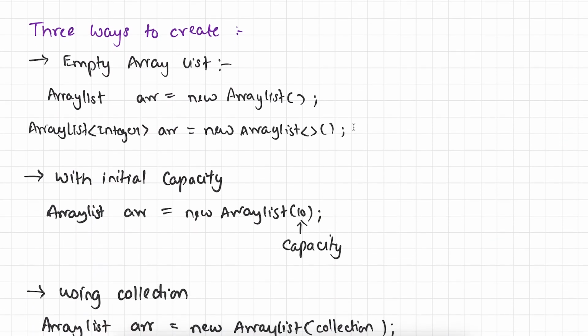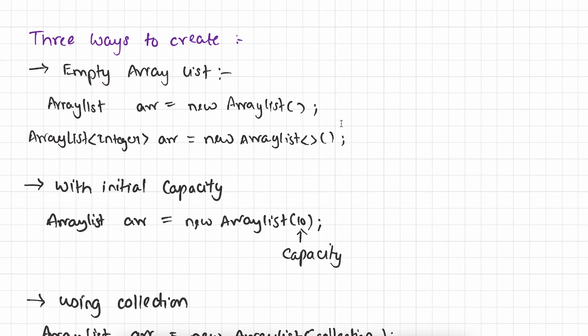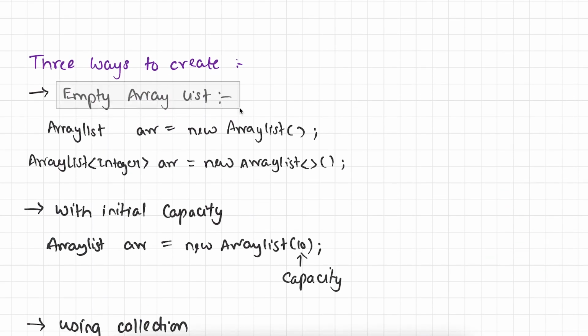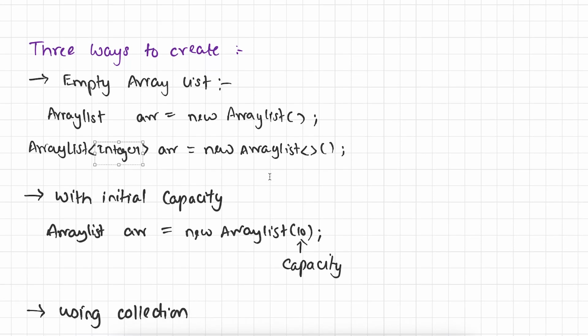Now talking about the creation of ArrayList, there are 3 ways you can create an ArrayList. The first one is creating an empty ArrayList. This is the syntax of creating an empty ArrayList. It means so far there is no allocation of memory. As soon as you add one element to this ArrayList, it's going to allocate memory for some specified capacity defined in the implementation. And in this syntax, you can also define which type of data you are going to store in this ArrayList. Here you can see that I have mentioned Integer. It means I want to store integers in this ArrayList. So this is the first way you can create an ArrayList.